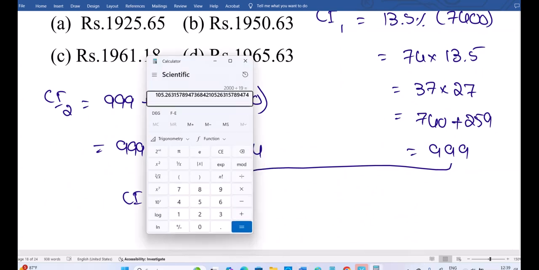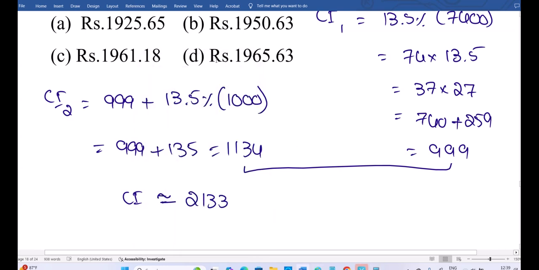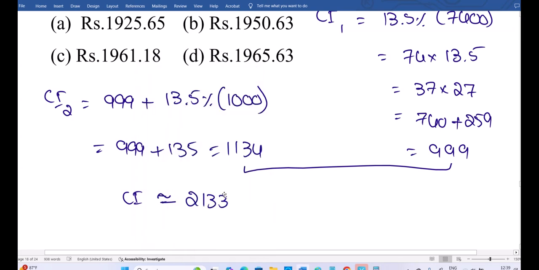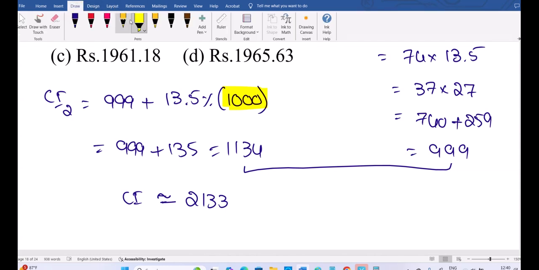Let me cross-check with a calculator using the formula: 7400 into 1.135 again 1.135 gives 9532.865. Minus 7400, 2132 point something. So the options have a mistake; answer 2133 is correct, exactly 2132.865. So why did we get 2133? Instead of 999 we took 1000. Your options have a mistake, you ignore that, but I approximated 999 as 1000.